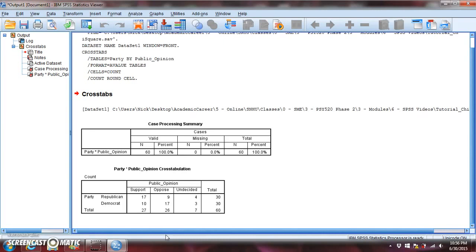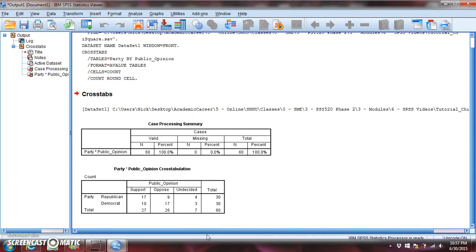In other words, if there were no relationship at all between political party and public opinion, it calculates what are known as the expected values for each of these cells. If they were totally independent, how many Republicans do we think would support it? How many would oppose? How many would be undecided? And if they're totally independent of each other, you would have the same proportion of support, opposed, and undecided for Republicans as you would for Democrats, because after all, they're independent. There's no relationship between them.